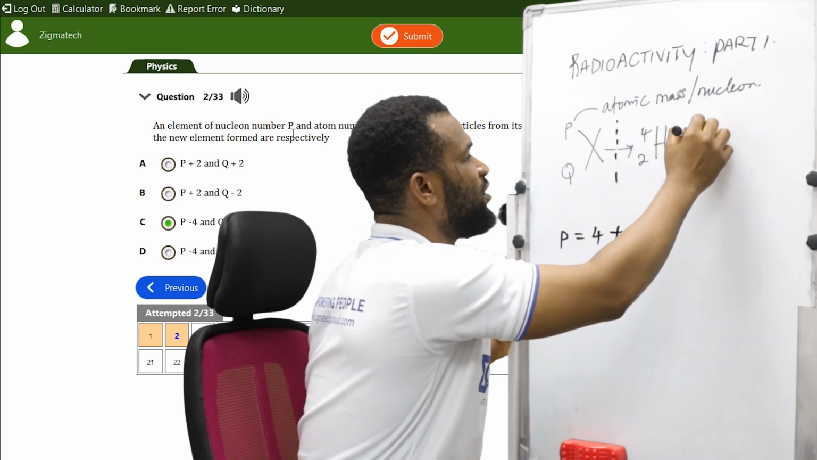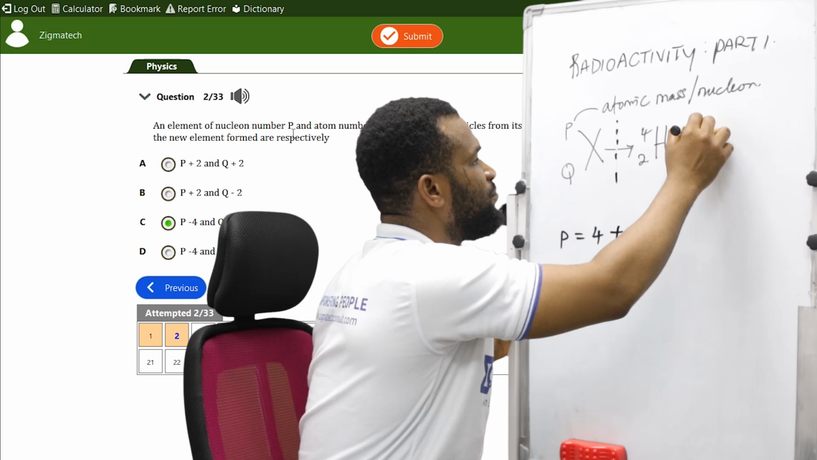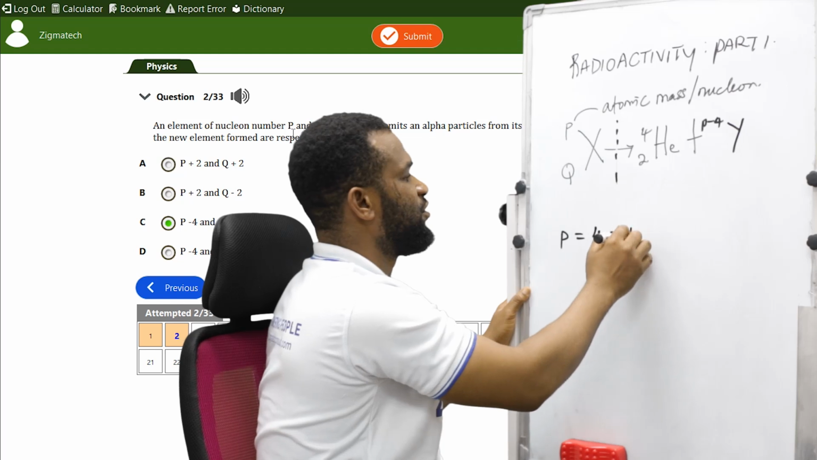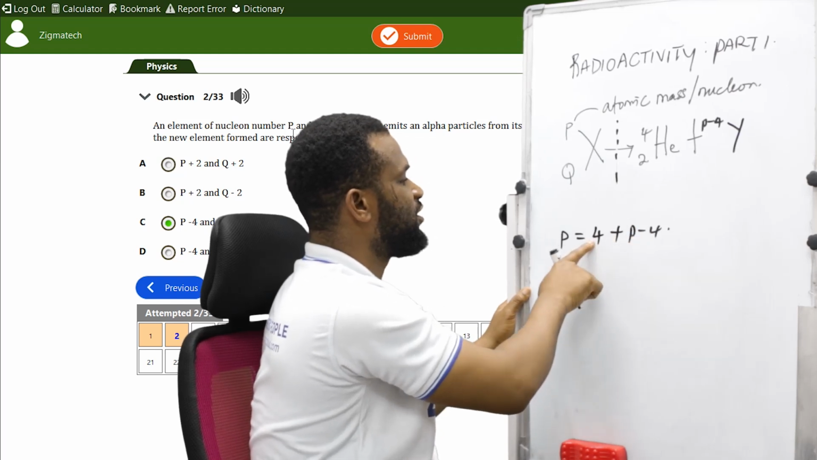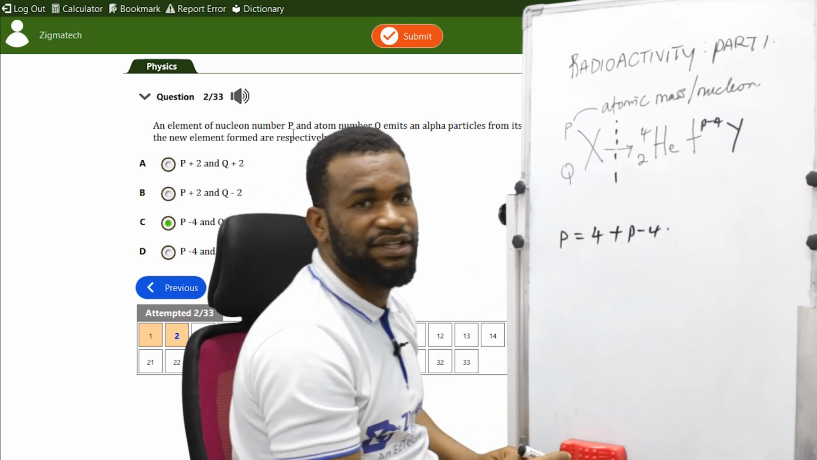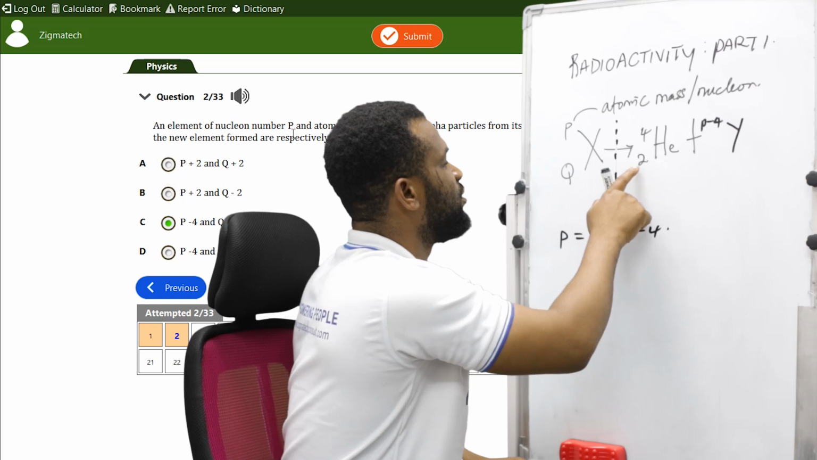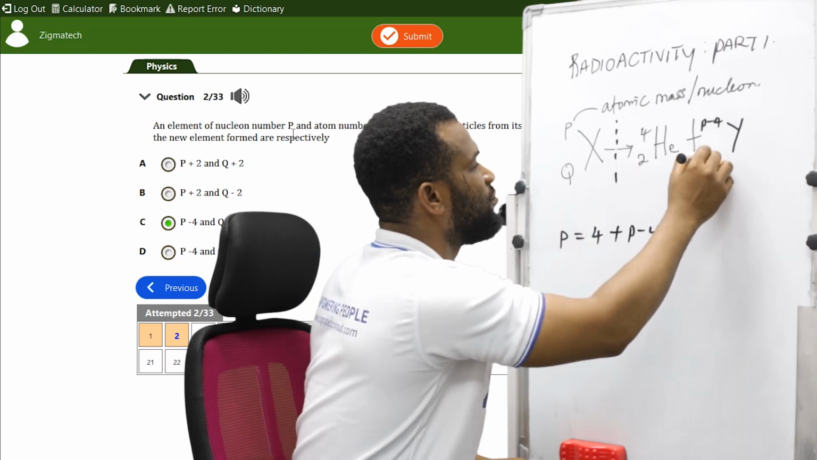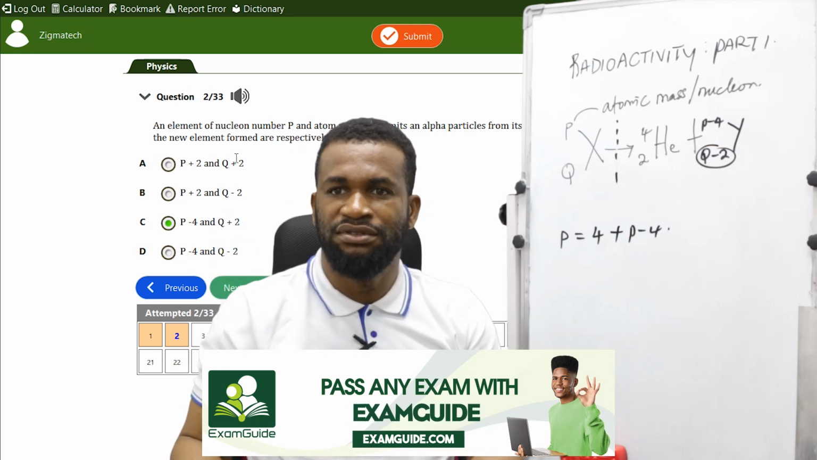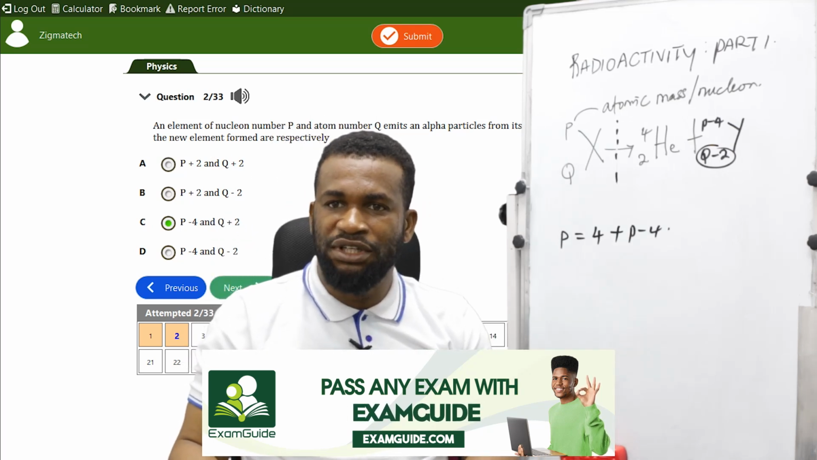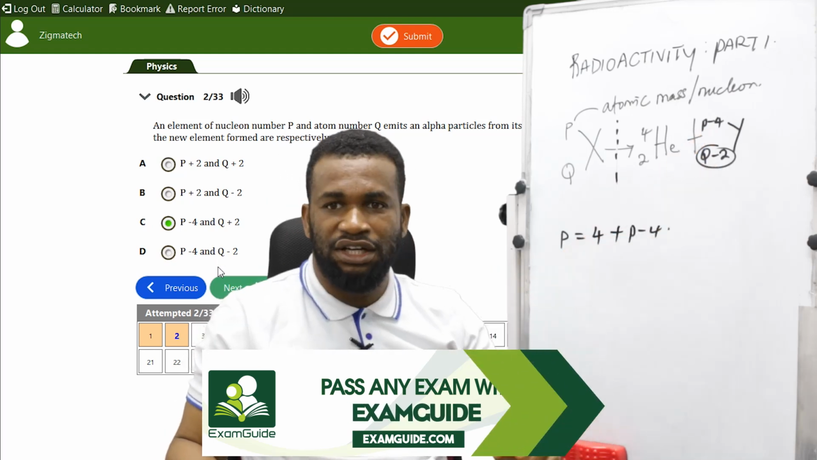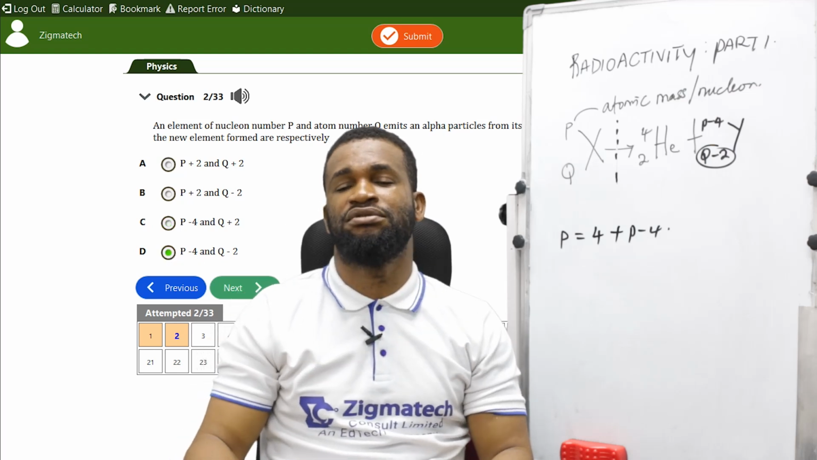The new one is going to be P minus 4. So I'm using Y. So this is going to be P minus 4. Of course, this minus this is 0. Therefore, P is the same thing on the left-hand side and the right-hand side. So the new element is going to be Q minus 2. So Q minus 2 is going to be this one. Therefore, the new element formed will have its atomic number to be P minus 4. P minus 4 is here, and Q minus 2 is here. So the answer is option 2.